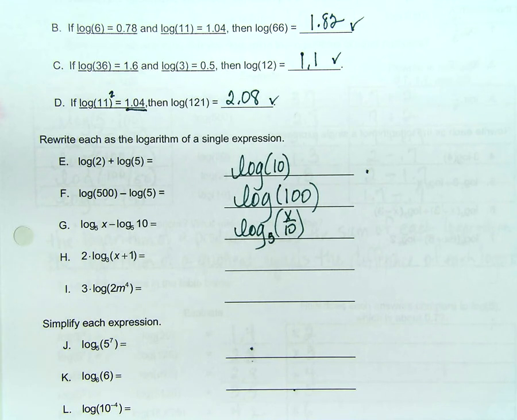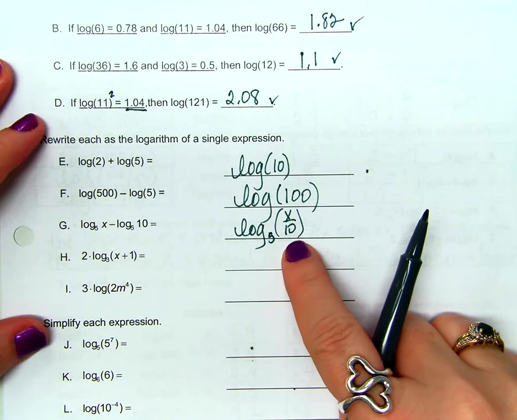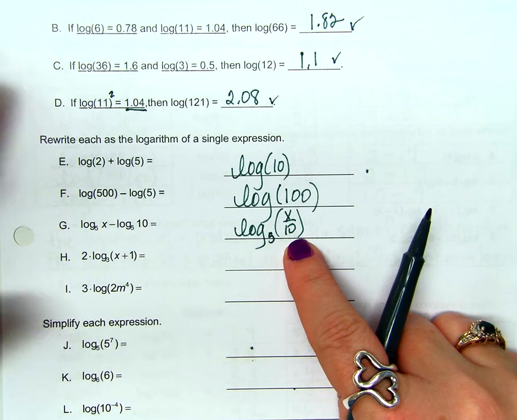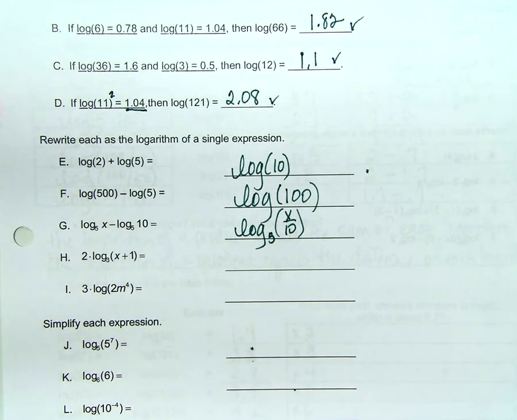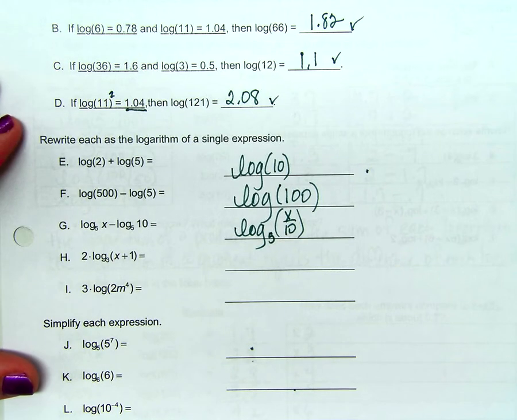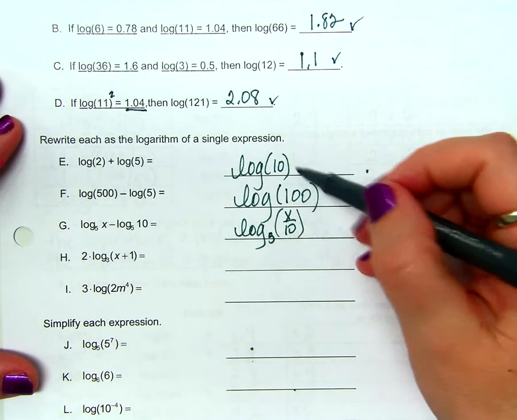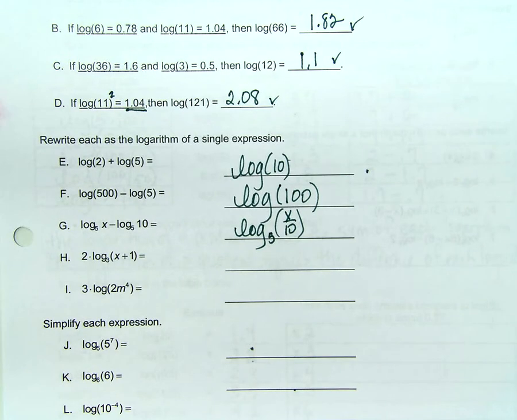Okay. What about H? Wait, are we done on this one? Can we do anything else? No, we can't do anything else because we don't know a value for x. So yes, we do just have to leave it like that, and that's okay. Both of these two, we just leave them because all it asks us to do, it doesn't say solve it. It just says rewrite it as a single expression. Okay? Good questions. What about H?